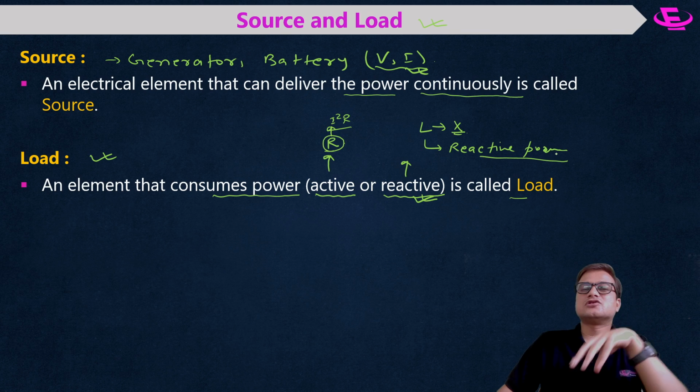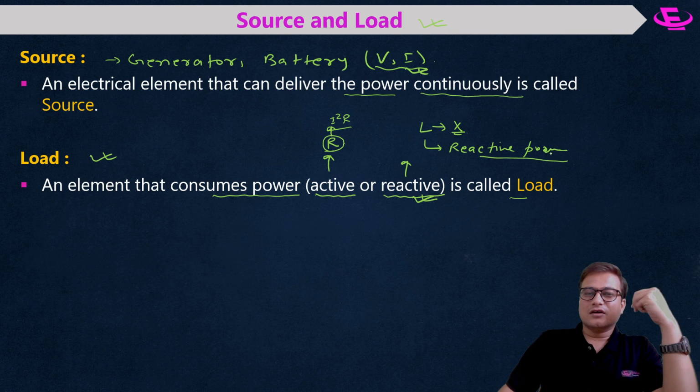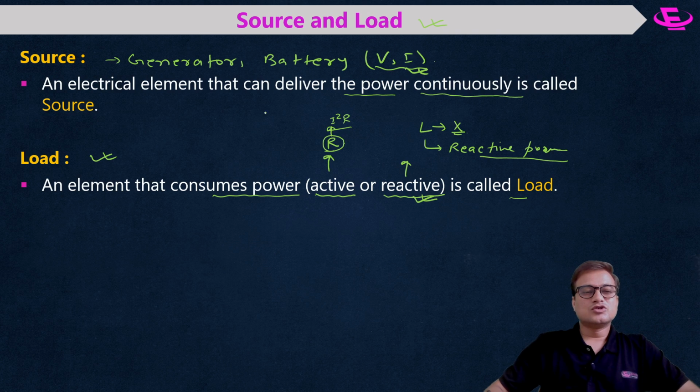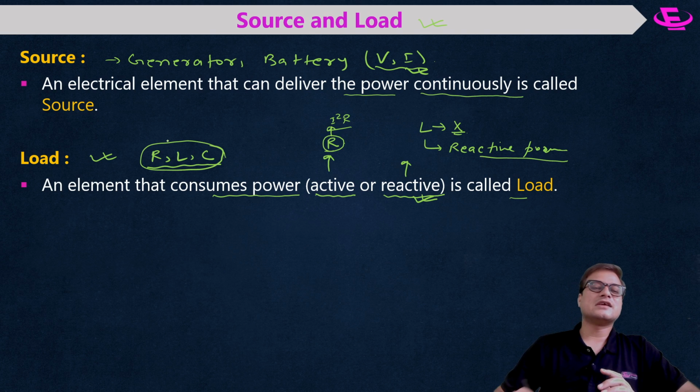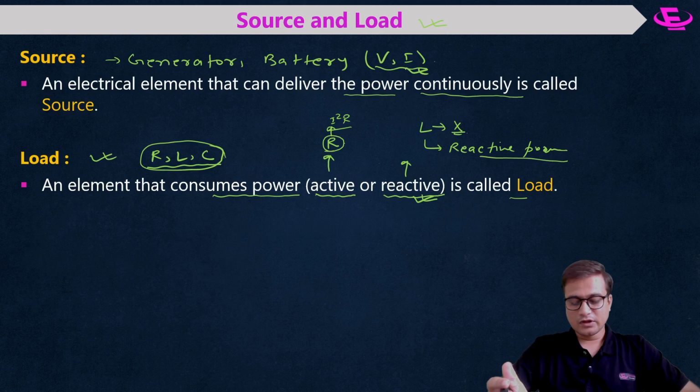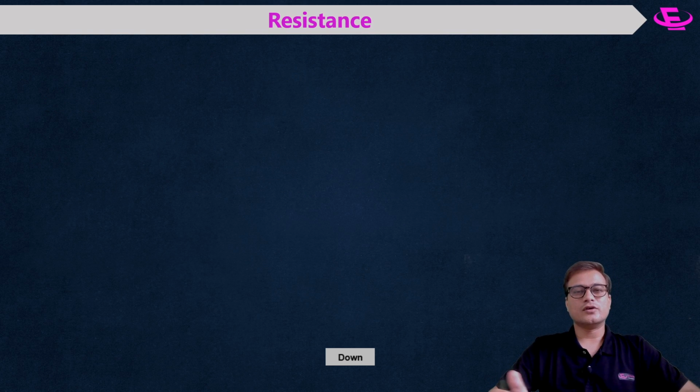Similarly, a capacitor also consumes reactive power, so that is also called load. Clear? So resistor, inductor, capacitor, all are called loads. But for some special cases, sometimes inductor and capacitor are treated as a source. So this is about source and load.